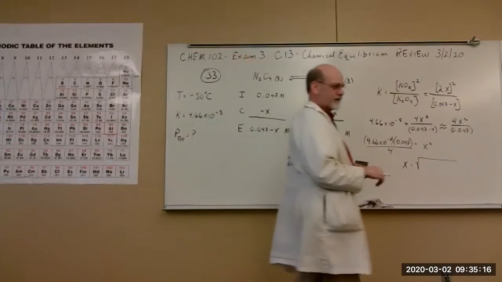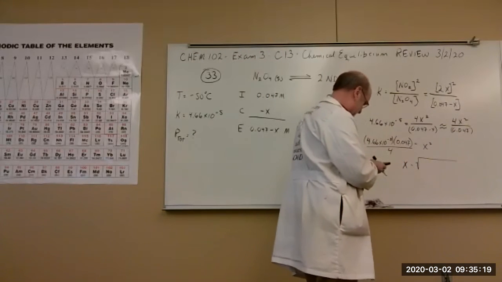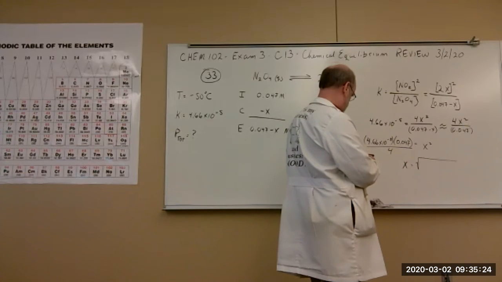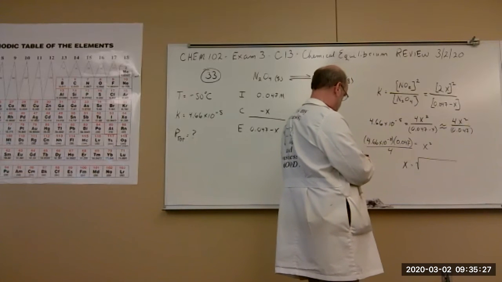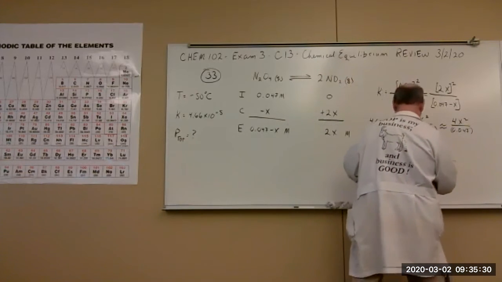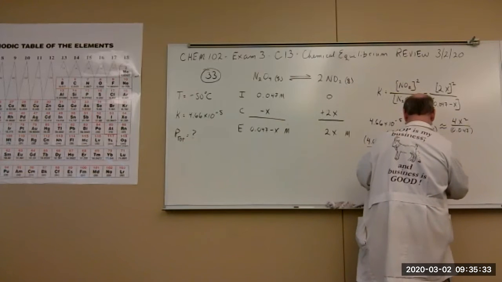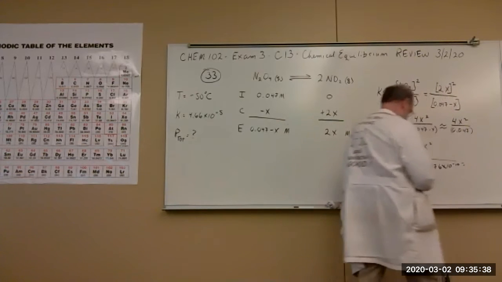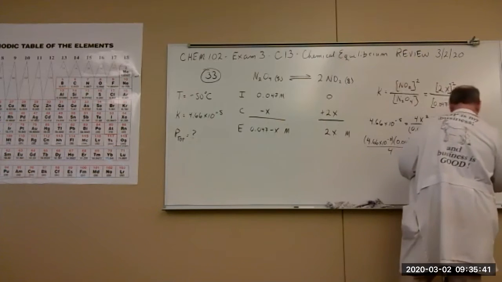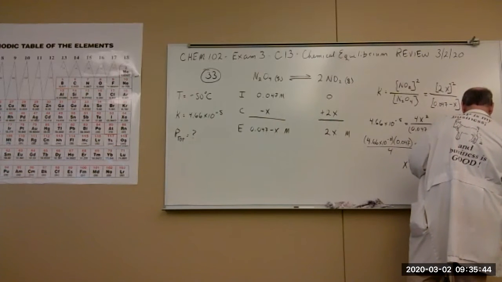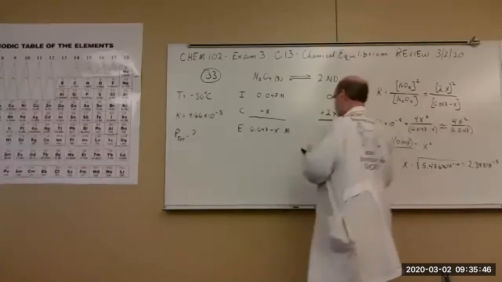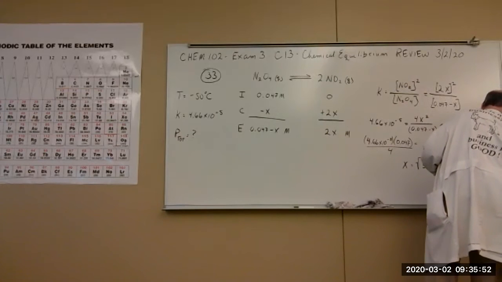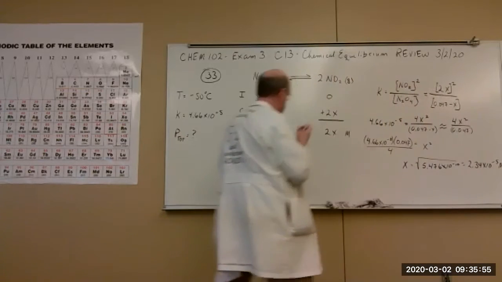Did I skip too many steps? Okay. So let's take 4.66 exponent 8 and divide by 0.047. So this is going to be 5.476 times 10 to the minus 10. And x will be the square root of that, 2.34 times 10 to the minus 5. So x is going to be this many moles, actually molarity. Right?